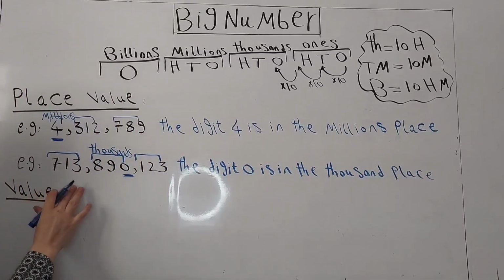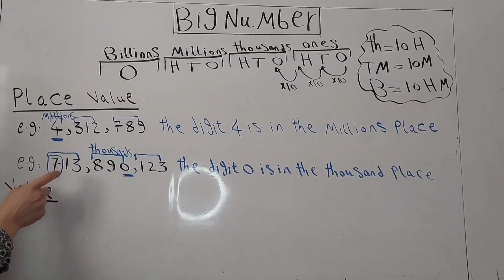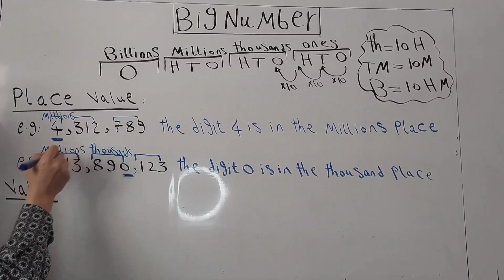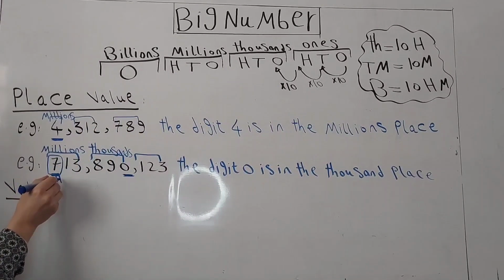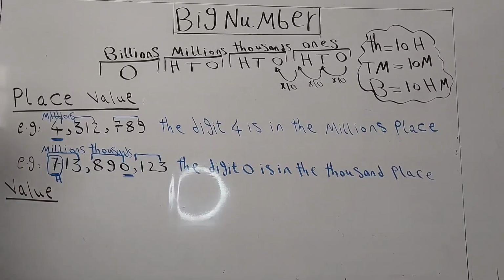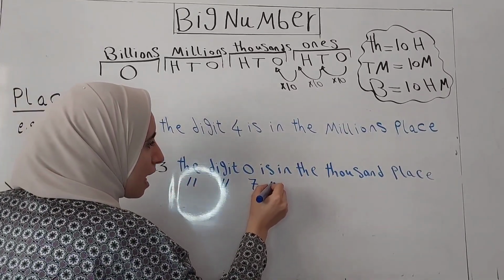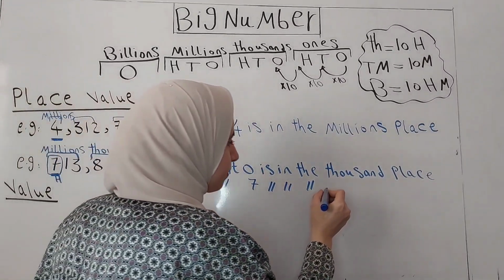To find the place value for the digit 7, the digit 7 is in the third family, and the third family is called the millions. In which place, ones, tens, or hundred? Hundred what? 100 millions. The digit 7 is in the 100 millions place.